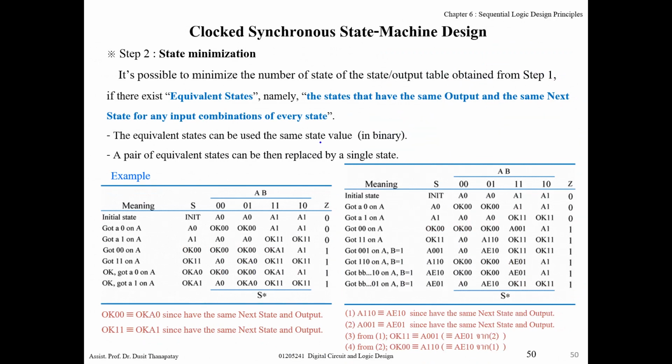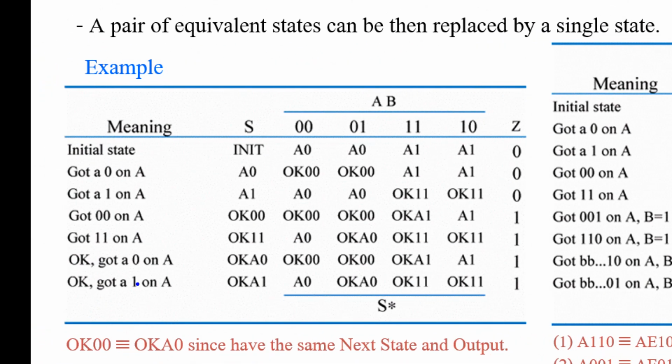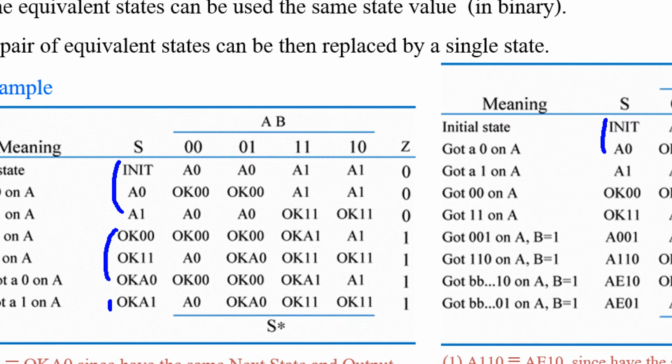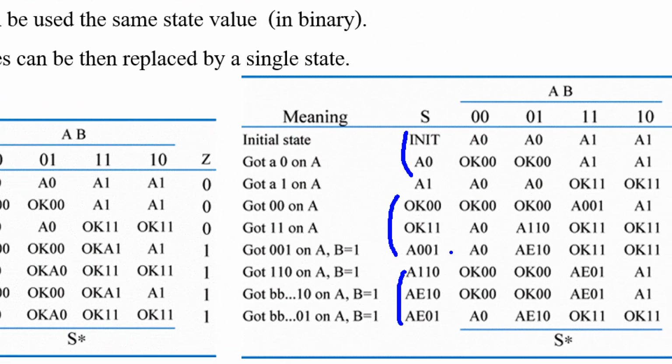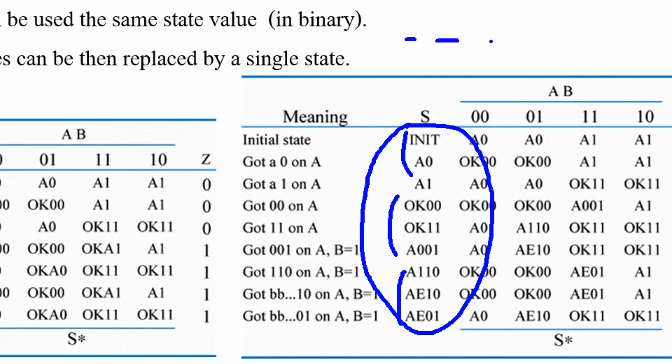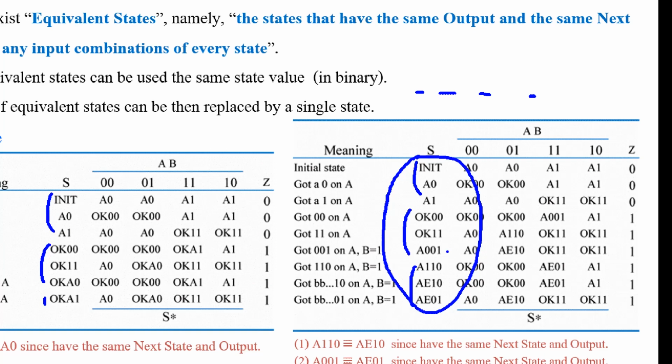But someone may think and get 7 states in the state output table, and someone gets 9 states in the state output table. So if you design using these 9 states, maybe you need 1, 2, 3, 4, right? 4 bits or 4 state variables or 4 flip-flops to implement the circuit. Okay, different, same problem.